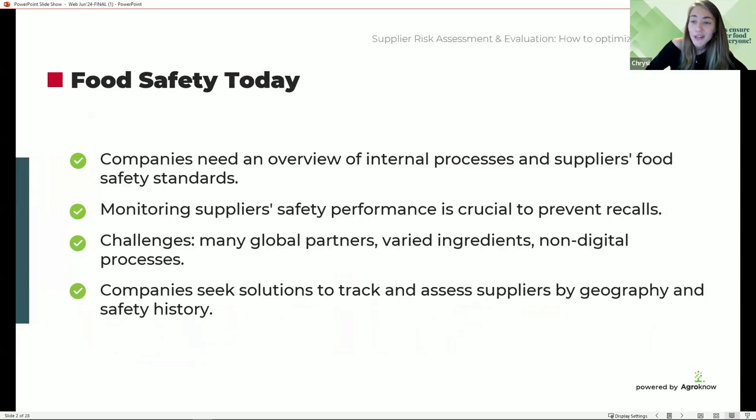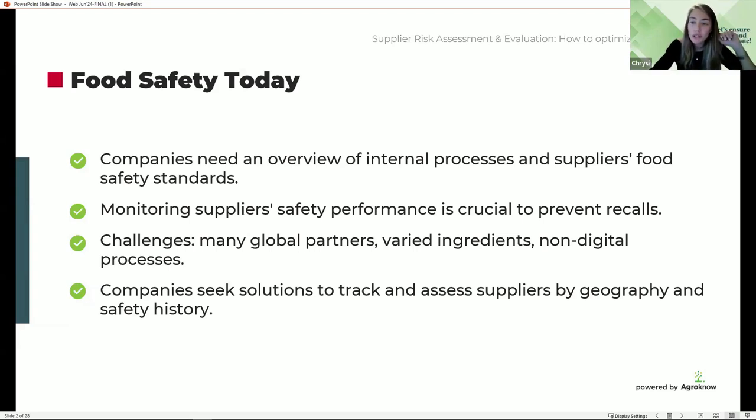We will be discussing the very interesting but also very crucial topic of supplier assessment and monitoring within the food and beverage industry. Of course, it is imperative for food and beverage companies to have a very good understanding of their own internal processes, but also those of their suppliers. This basically involves mapping out the entire supply chain from raw materials to final product delivery. By doing so, companies can identify potential risk at each stage and ensure that every link in that chain meets their food safety standards. It allows them to have a holistic view of what is going on and to maintain the integrity and the quality of their products.